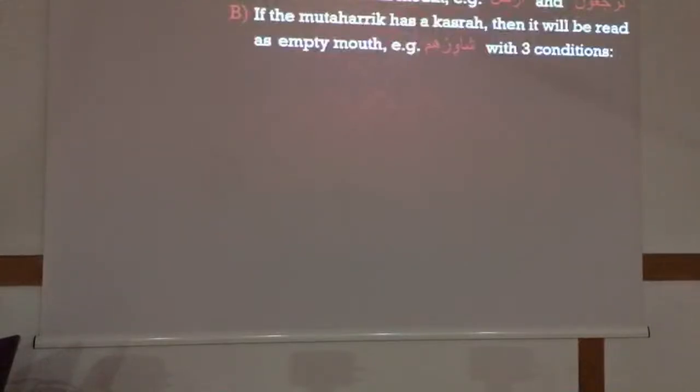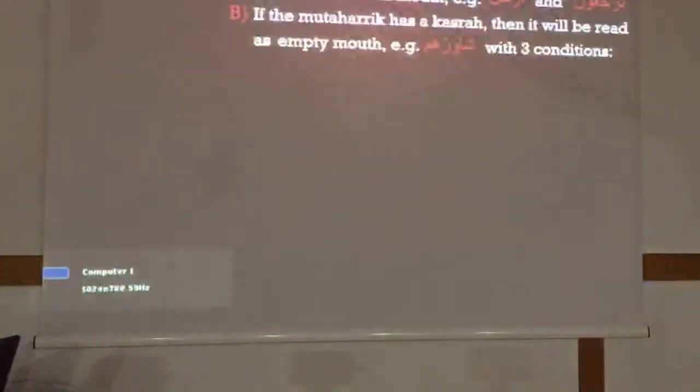So for example, we have this word shawirhum. The waw has a kasra. Yet we have the ra sakin, and before it we have the letter waw with a kasra. So just generally looking at this word as a whole, we have a ra sakin and the letter before has a kasra. How will we read this ra? Empty mouth. So we're not going to say shawir. Shawir. Nice and smiley. Shawirhum.